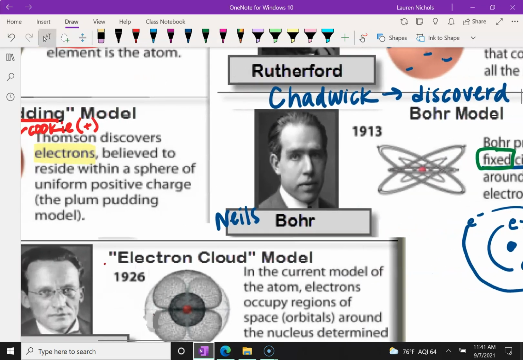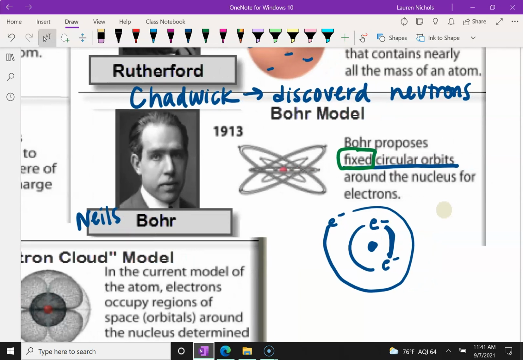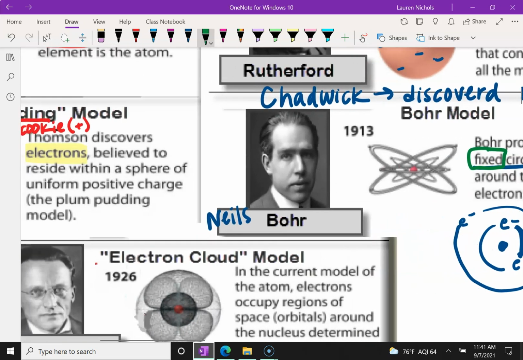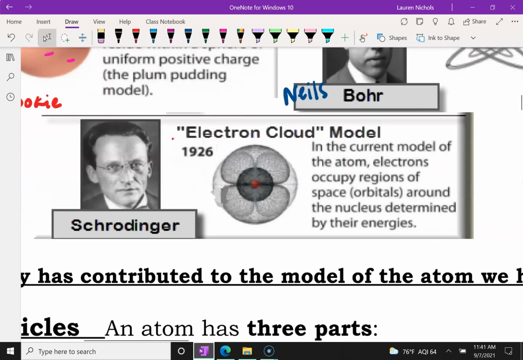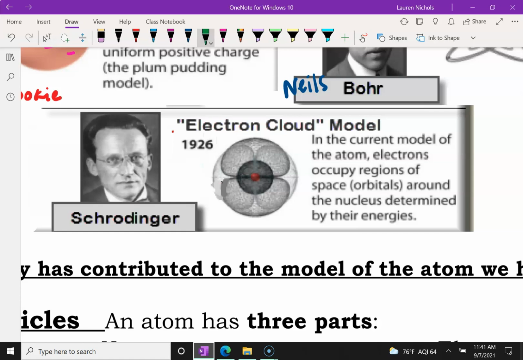Now, this is not actually true. Now, the Bohr model is what we use in class a lot because it's the easiest one to draw. But the most accurate of our models so far is called the electron cloud model. It's also called the quantum mechanical model.